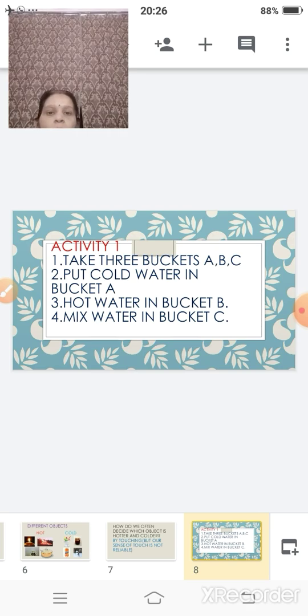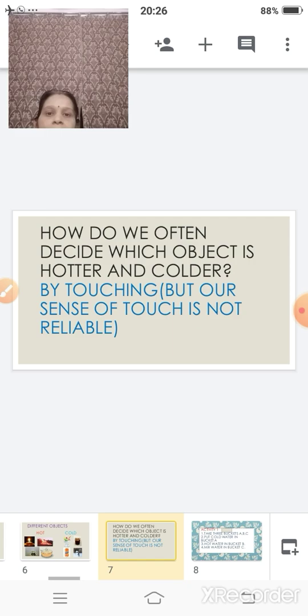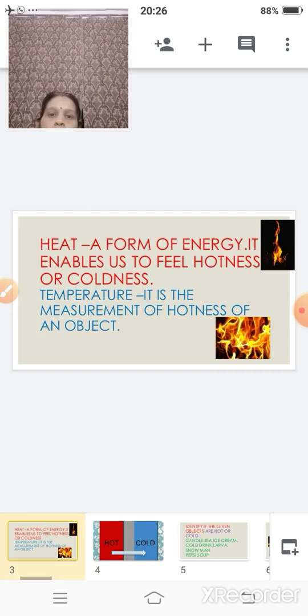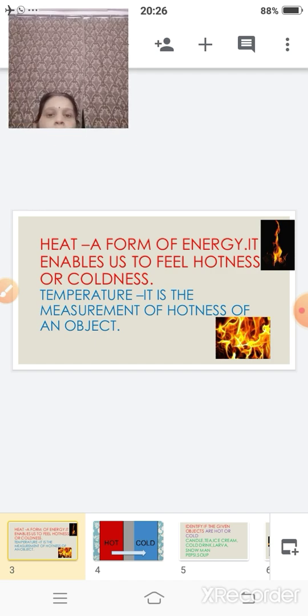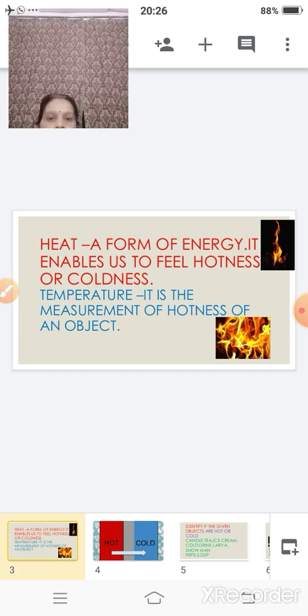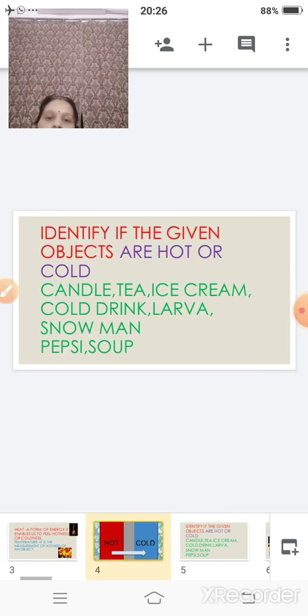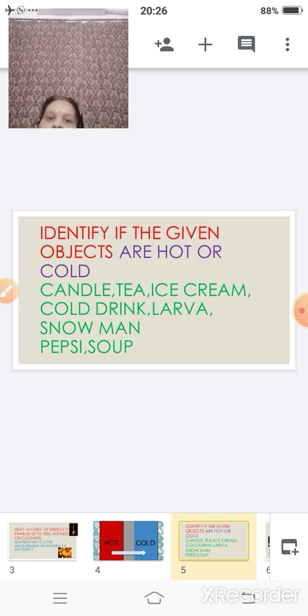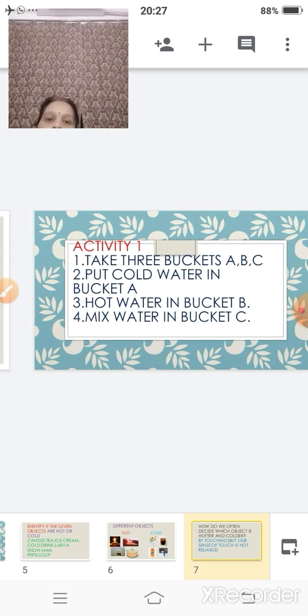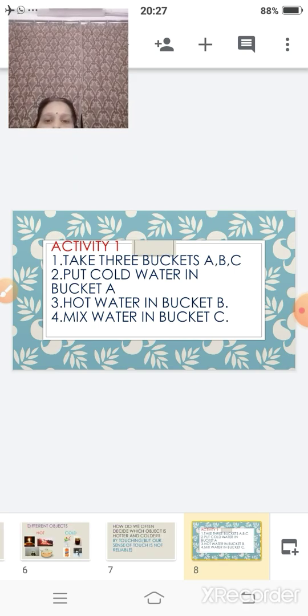This is activity 1. Here you will find that when we are talking of something hot and something cold, there is a difference in their temperature also. Now what is temperature? Temperature is the measurement of hotness or coldness of an object. When we measure the hotness of an object, we say it's the temperature of that particular object. Here, when we take the temperature, we are taking it with the help of our sense organs, and that is our hand.